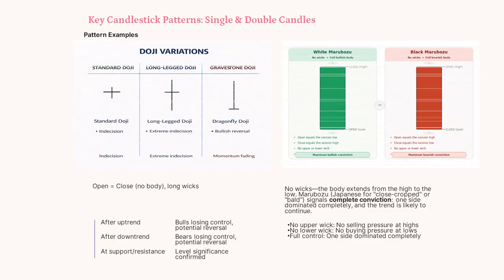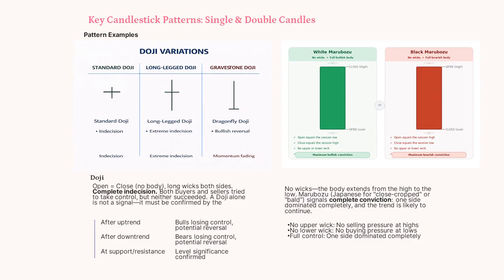Now, let's introduce some of the key single candle patterns you'll encounter. The doji. Open equals close. Complete indecision. But remember the doji rule. A doji alone is not a signal. It must be confirmed by the next candle. The Marubozu, no wicks at all. Complete conviction. One side was in control from open to close.